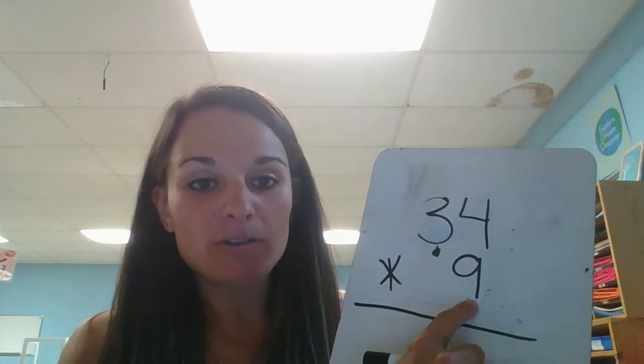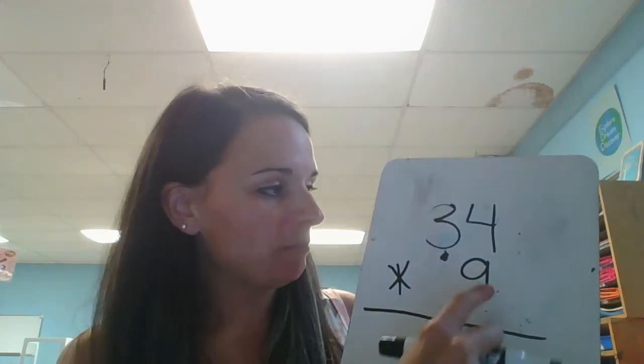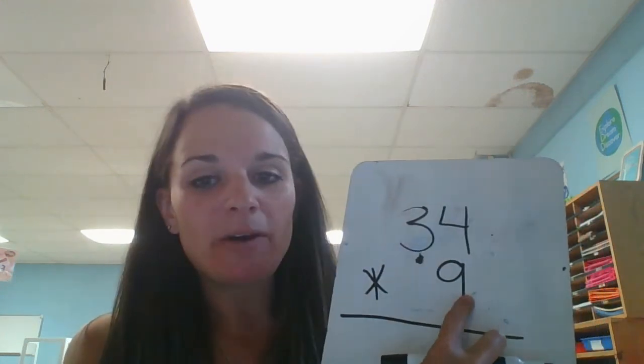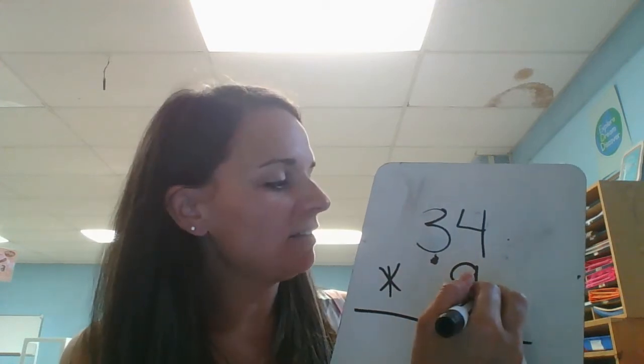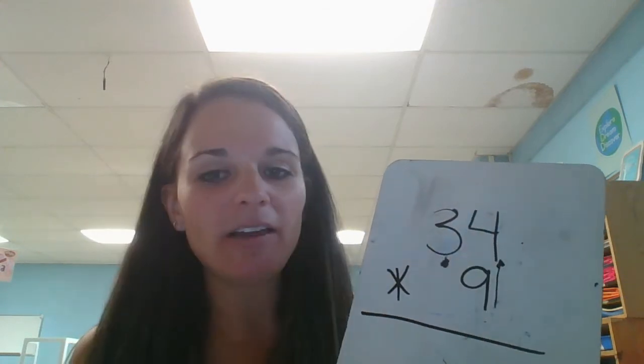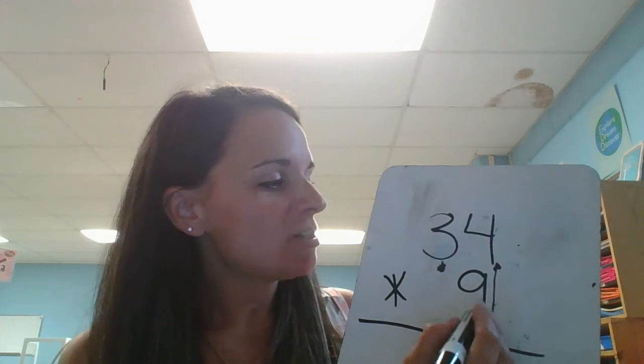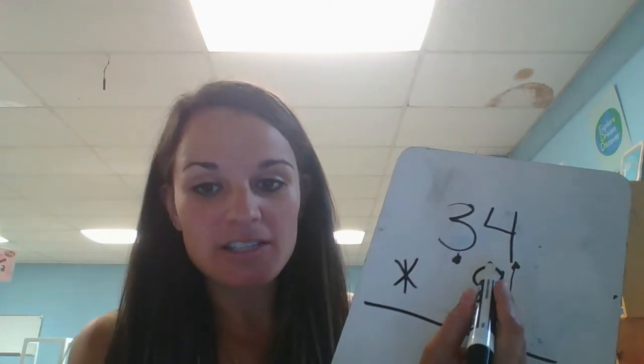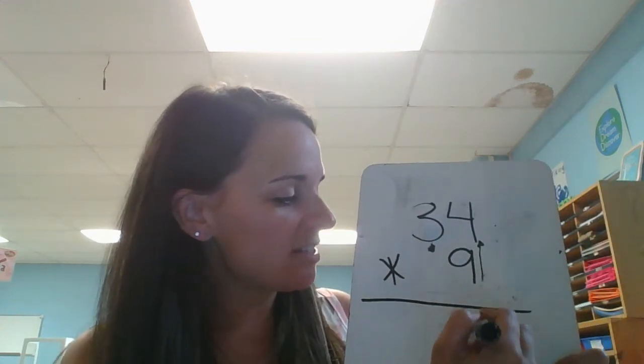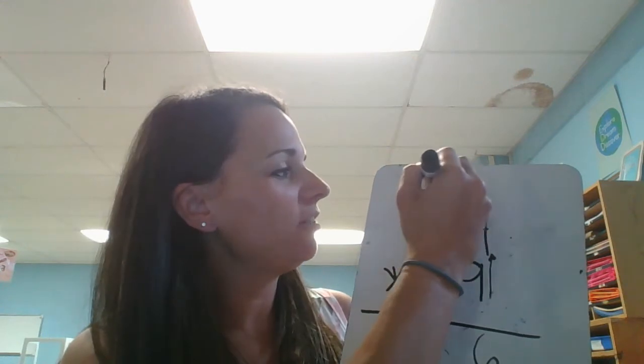That way, when we go to multiply, it will be easier for us to do it. So we start at the bottom and we go 9 times 4. And I'm going to draw a line, but you don't have to draw the line. So 9 times 4 is 36. So I write the 6 down here and I carry the 3.